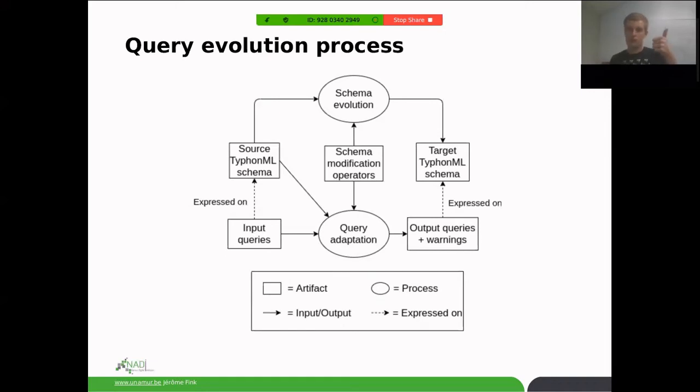In order to adapt queries, we need 3 things. First, the input queries to be adapted. Secondly, a source TyphonML schema on which those queries are expressed, and the schema modification operators to apply to the TyphonML schema. The result of our process is a list of modified queries which work on the target TyphonML schema.